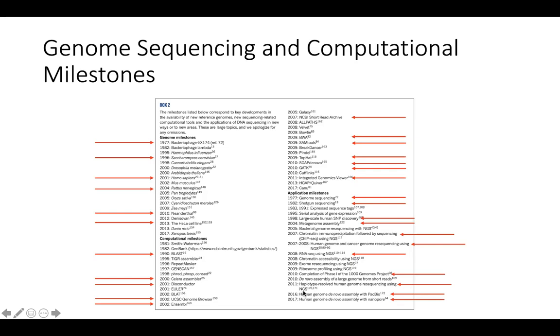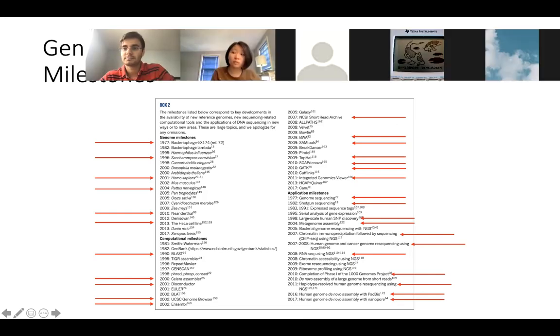And then only in 2016 and 2017, we have the first studies using genome assembly using PacBio and Nanopore, which are the third generation sequencing methods. Comments? This table is really useful in my opinion.